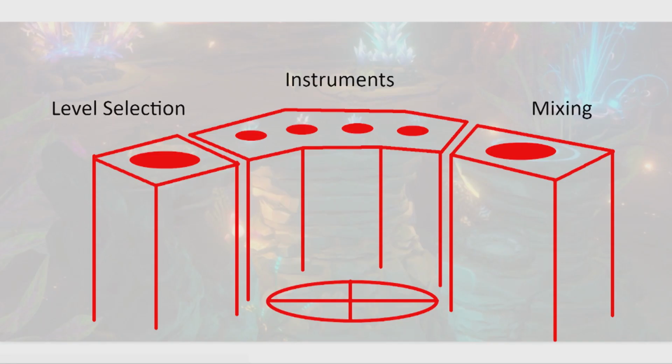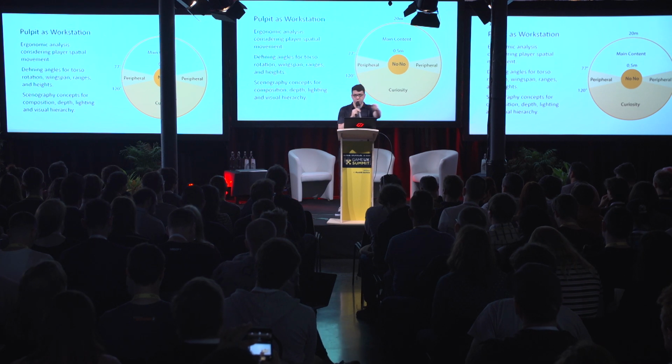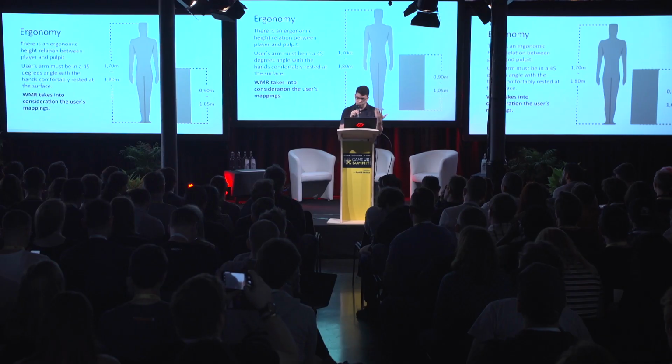As you see here, we are using both of them, the peripheral and the main area. And we use this ergonomics analysis to define angles for the torso rotation, the wingspan to which people would interact with the elements, the range and depths and heights for every interaction in the game. So it's based on real world ergonomics. And also we use a lot of scenographic concepts for composition, depth, lighting and visual hierarchy. Scenography is very important to VR because you're building worlds.